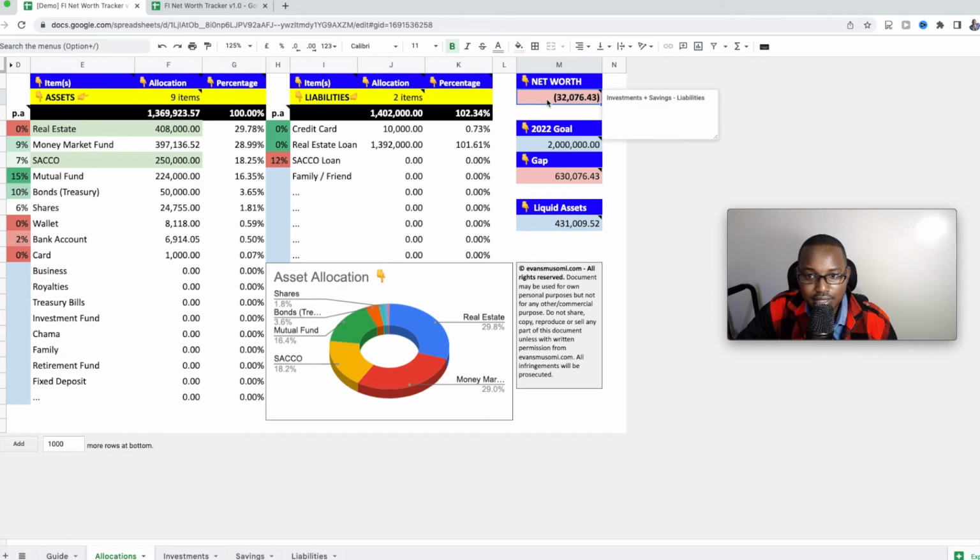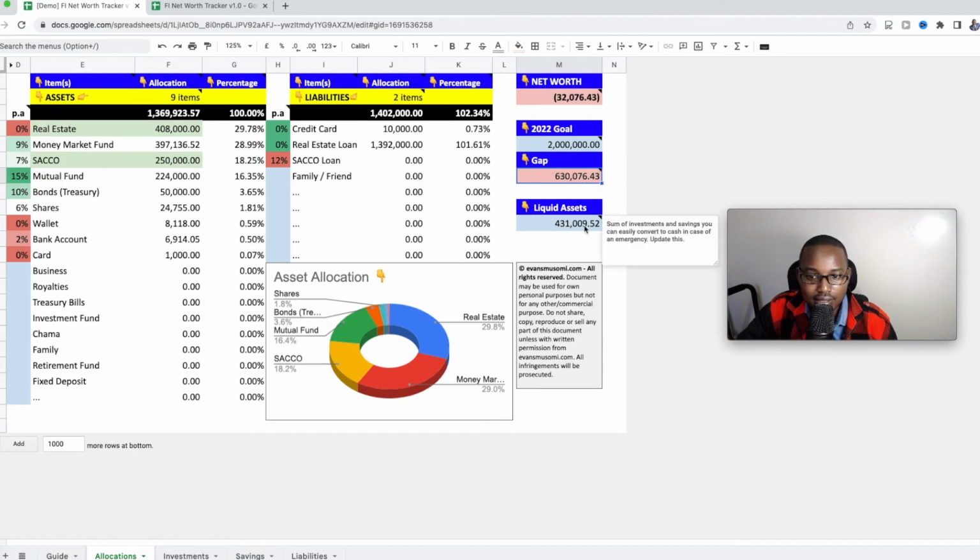So this is investments plus savings, 1.3 million, minus the debts or liabilities, that's 1.4. So he's slightly in the negative. He has a goal to get to 2 million in investments plus savings, from 1.3. So the gap is 630. This is what he's working towards for this year.